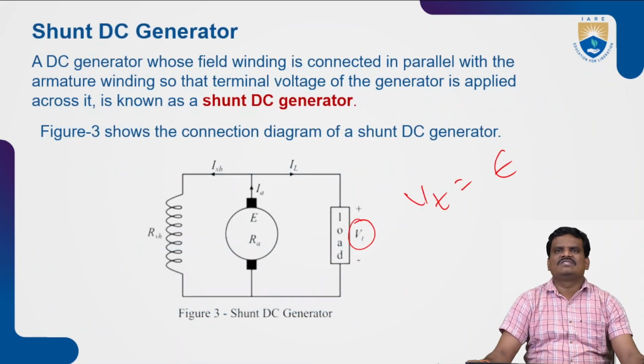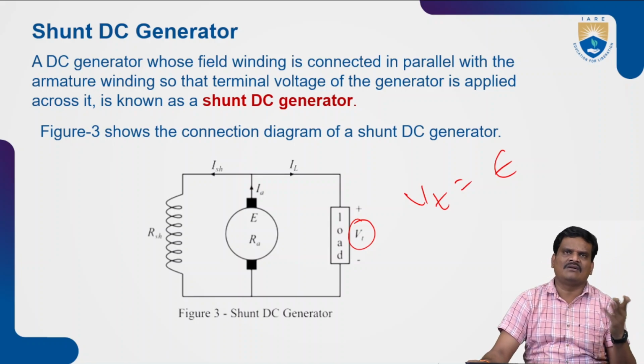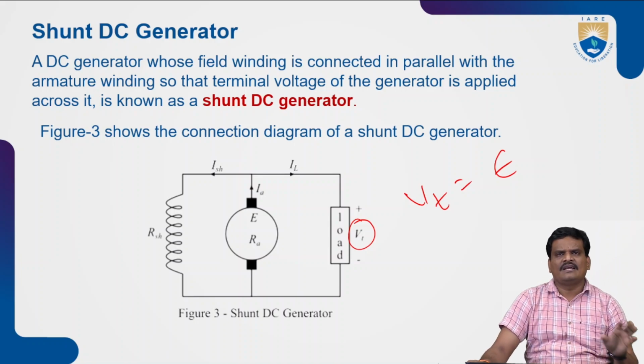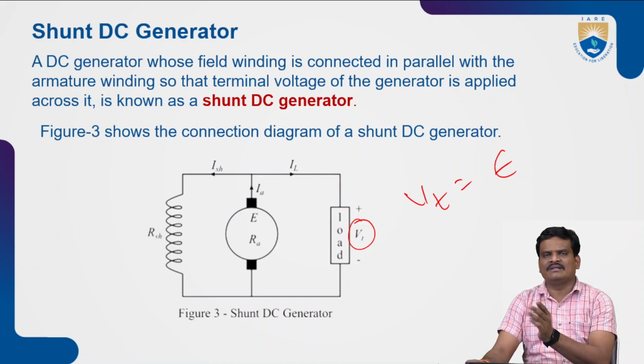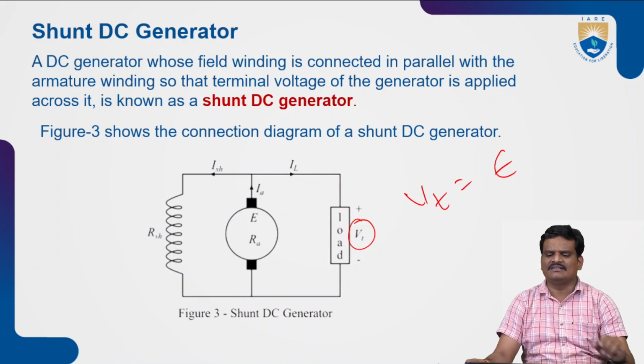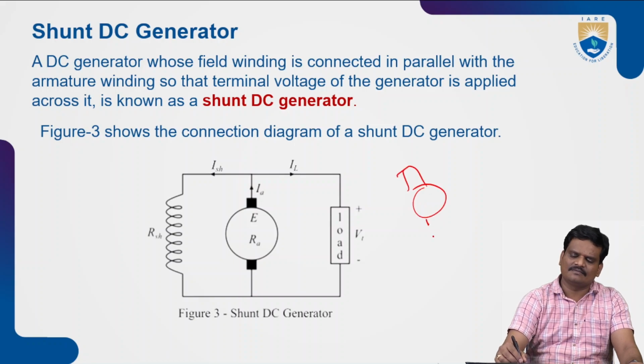Now we will discuss the shunt generator. If the field winding is connected in series with the generator armature terminals, it is called a DC series generator. If the same field winding is connected in parallel with the generator armature terminals, it is called a shunt DC generator. Suppose this is my generator.